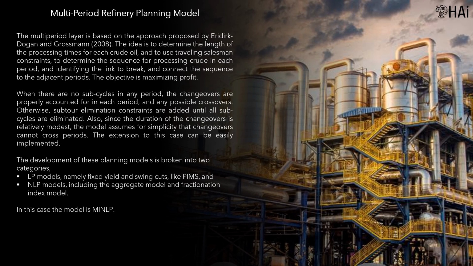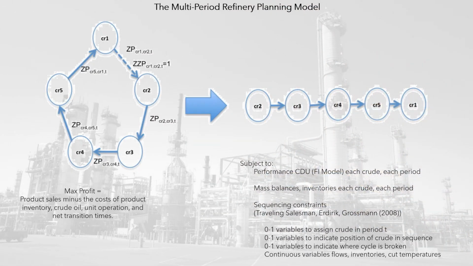The development of these planning models is broken into two categories. LP models, namely fixed yield and swing cuts, like PIMS, and NLP models, including the aggregate model and fractionation index model. In this case, the model is MILP. The multi-period refinery planning model.